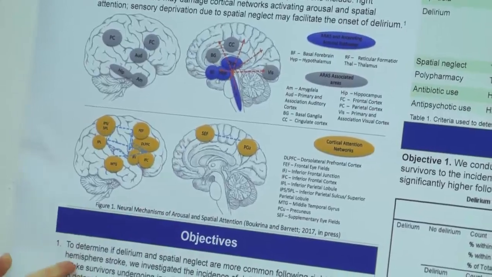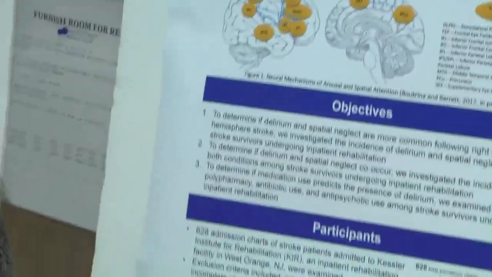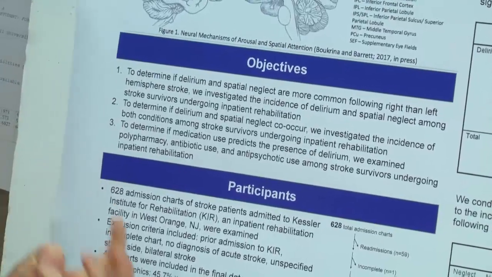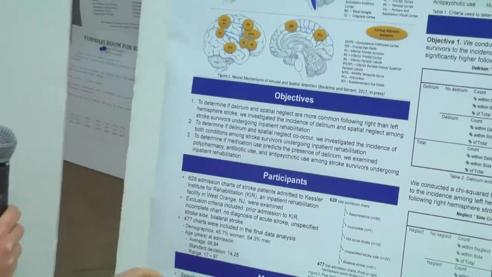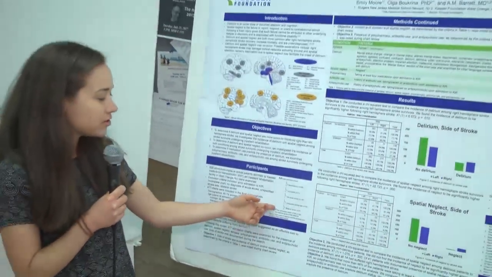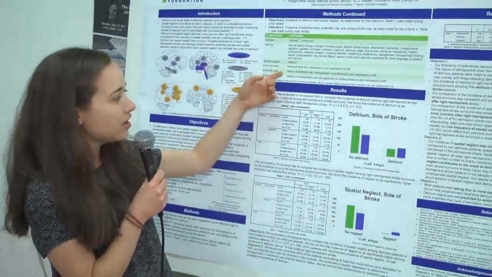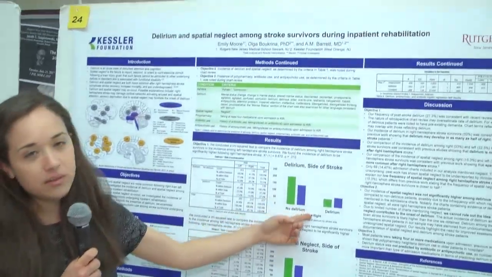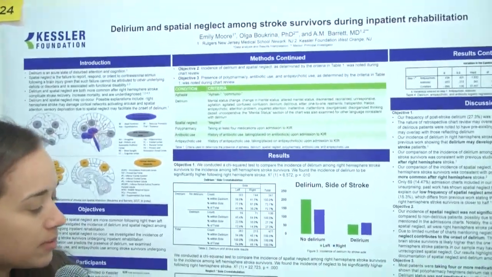So we had 3 objectives: to determine if delirium and spatial neglect are more common after right stroke, to determine if they co-occur, and to determine if medication use predicts the presence of delirium. So we did this doing an electronic medical record search for key terms. We did a retrospective chart review of 477 charts using the following criteria. We found that delirium is significantly associated with right stroke as compared to left, and the same for spatial neglect.